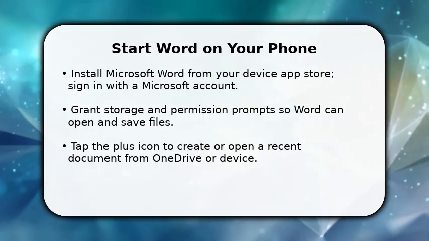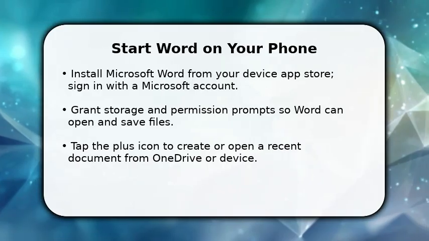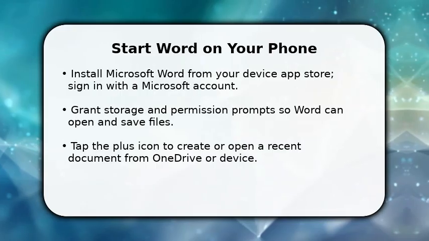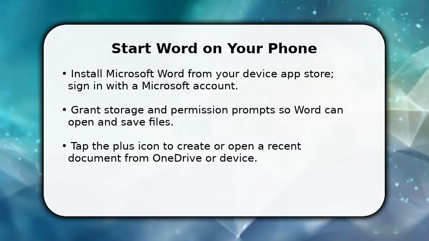You'll begin by launching Word and signing in. This connects your files and enables auto-save. Once done, grant storage permissions so Word can access local and cloud documents.